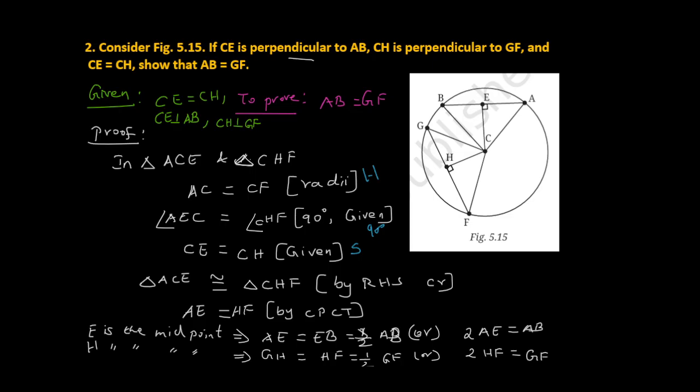So, if AE is equal to HF, then twice AE is equal to twice HF. Replace this: twice AE is nothing but AB, which is equal to twice HF, nothing but GF. So the chords are equal in length. If the perpendiculars are equal, then the chords are equal.